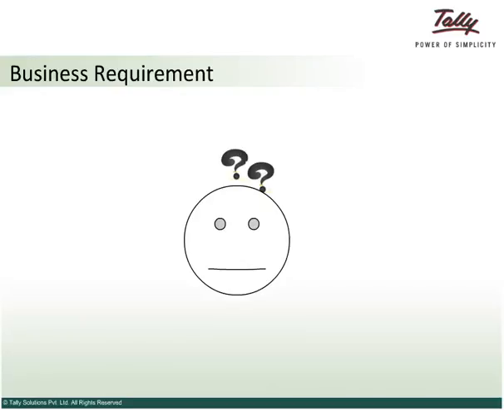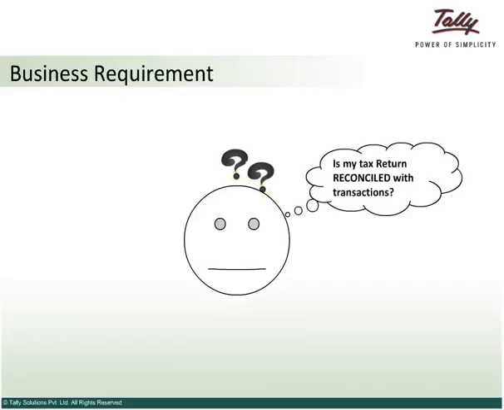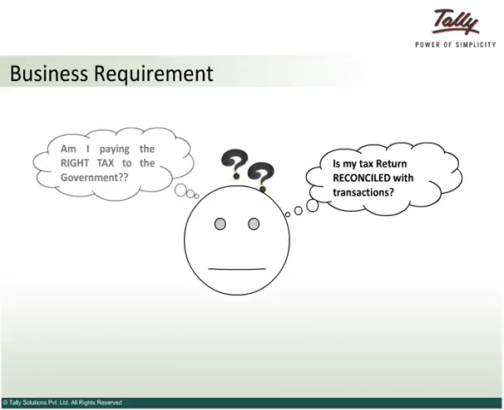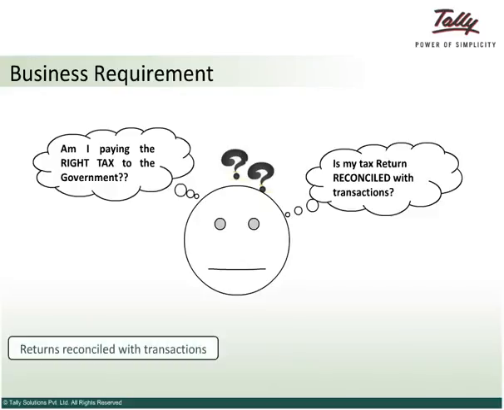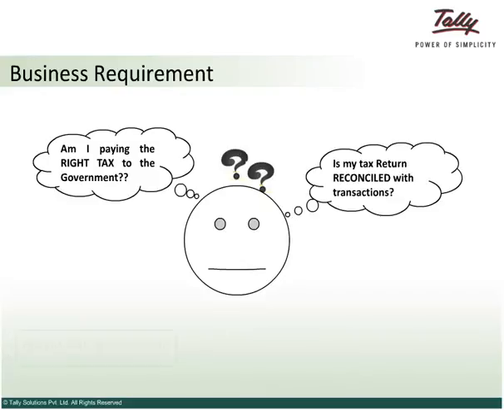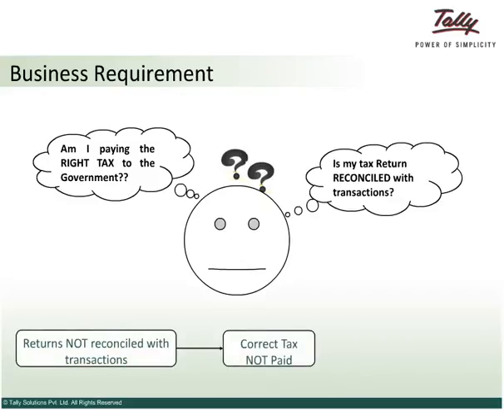The two big questions for a business are, is the tax return reconciled with transactions, and is the correct tax being paid to the government? If returns are reconciled with transactions, and the correct tax is paid, it is business as usual, no problem. But if there are errors in the returns, or if the incorrect tax is paid to the government, there are penalties, fines, etc.